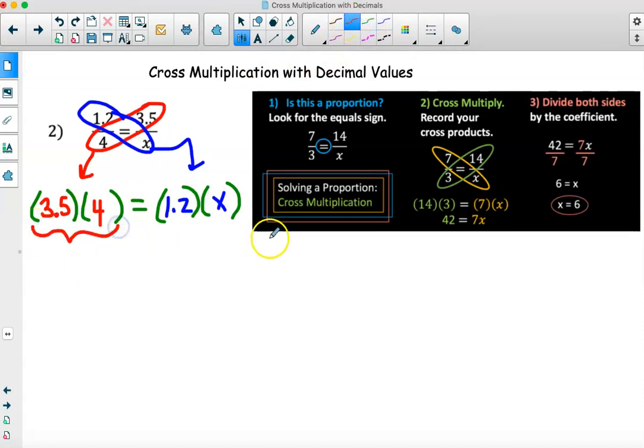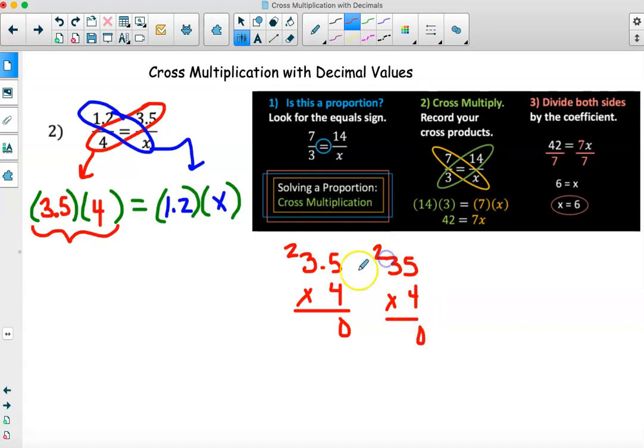Now I'm going to practice multiplying with decimals. So I'm going to multiply 3.5 times 4. And this would be basically the same thing as just multiplying 35 times 4. 5 times 4 is 20. I would do the same thing over here. 5 times 4 is 20. 3 times 4 is 12, plus 2 is 14. I would do the same thing over here.